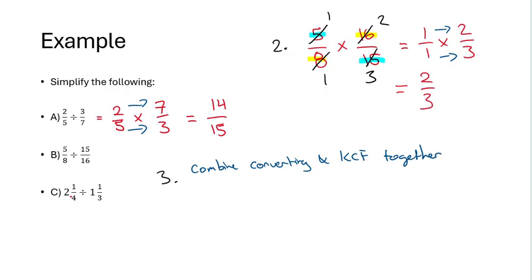So 4 times 2 is 8. 8 plus 1 is 9. So I'm going to write 9 over 4. Now instead of writing dividing, I'm going to write times. And then let's just convert this improper fraction here, 1 and 1/3. So 3 times 1 is 3. 3 plus 1 is 4. So technically this fraction here becomes 4 over 3. But because I'm applying KCF at the same time, it now becomes 3 over 4, like so. Now because there are no diagonals here, I can just simply multiply across. And this becomes 27 over 16.